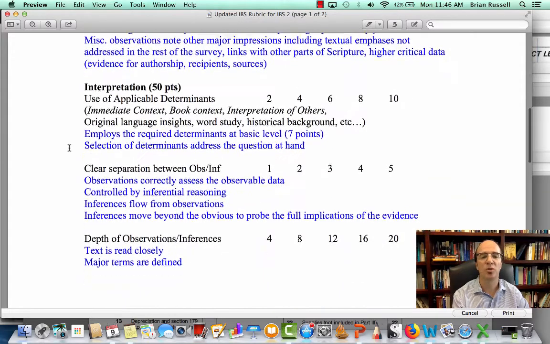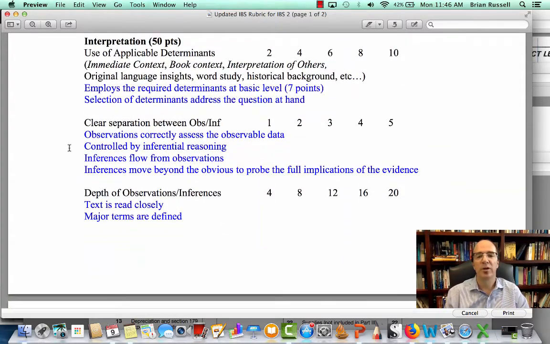Now, when we get to interpretation, as you can see, out of the 50 points, 10 are going to be the use of applicable determinants. For every assignment, the required determinants are going to be your immediate context, the book context, and the interpretation of others. That will get you 7 points.